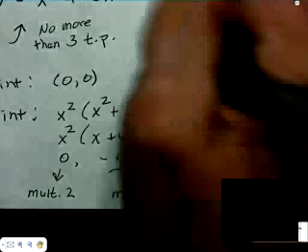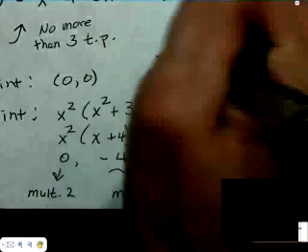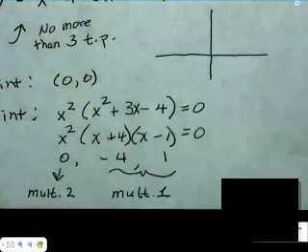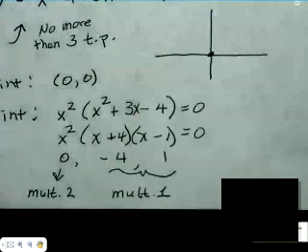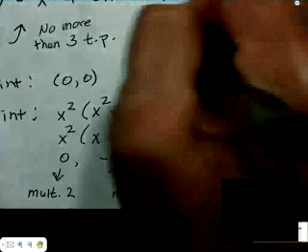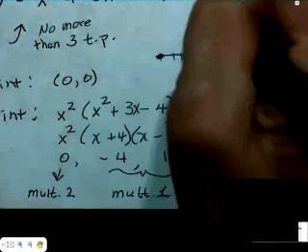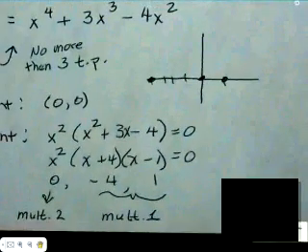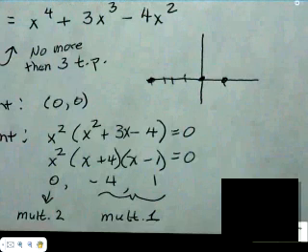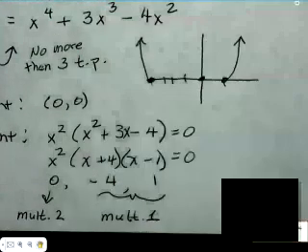So this function has y-intercept 0, 0, x-intercepts negative 4, 0, and 1. And I know what the graph does on both ends. Up to the left of the leftmost intercept, up to the right of the rightmost intercept.